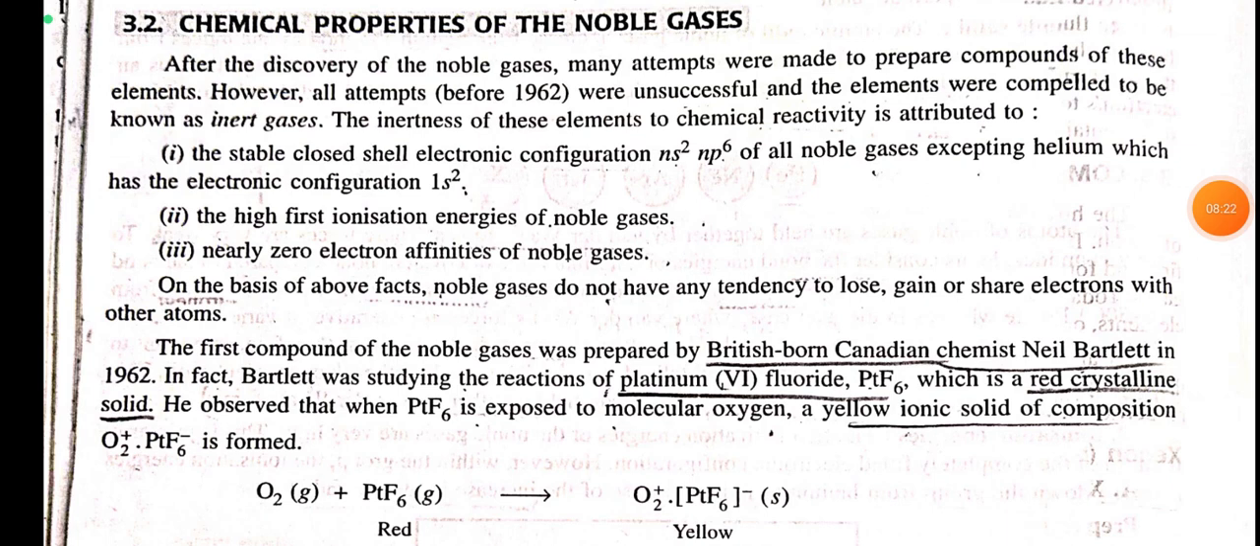Chemical properties of the noble gases. After the discovery of noble gases, many attempts were made to prepare compounds of these elements. However, all the attempts were unsuccessful and the elements came to be known as inert gases. The inertness of these elements to chemical reactivity is attributed to the stable closed shell electronic configuration ns2np6 of the noble gases, excepting helium, which has the configuration 1s2.